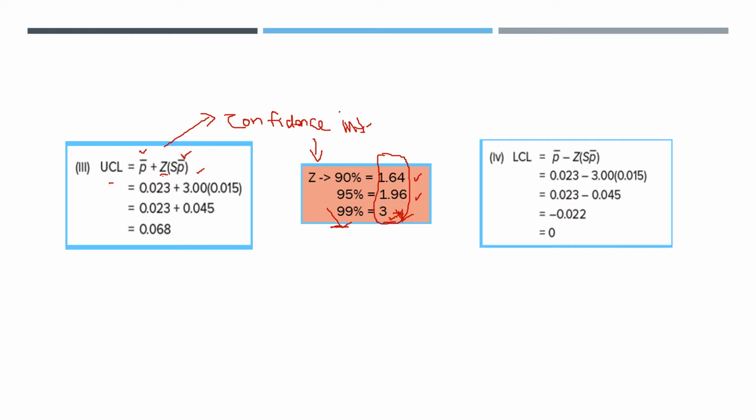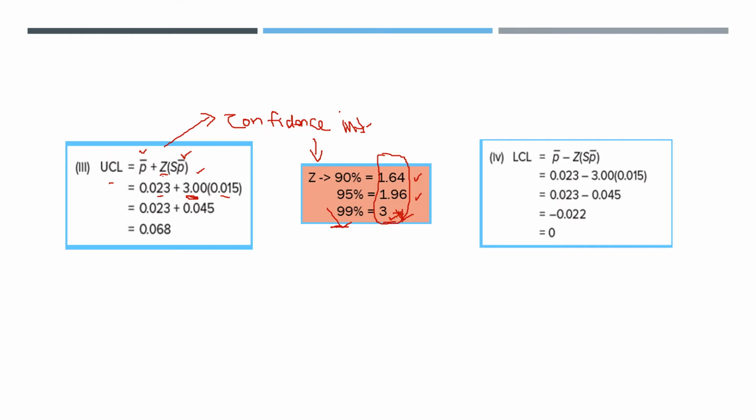So we just use directly what is given. P bar, or average fraction defective, has been calculated, which we got as 0.023. Z score has been given in the question, that is 3. And standard deviation is 0.015. So you just put in whatever numbers we have got earlier.